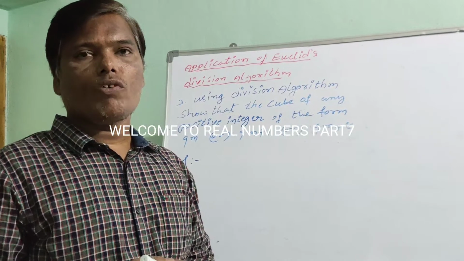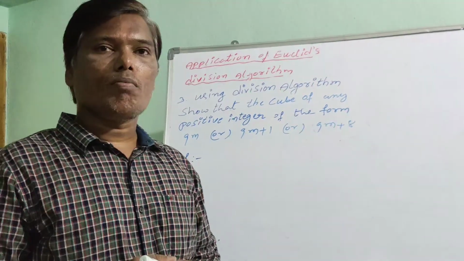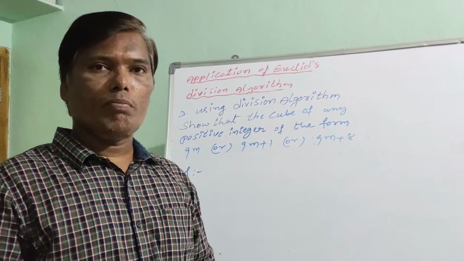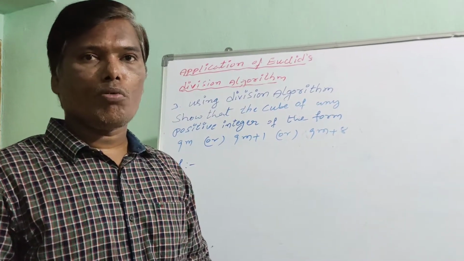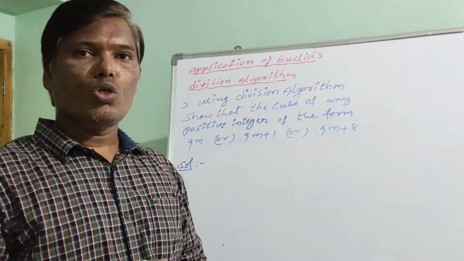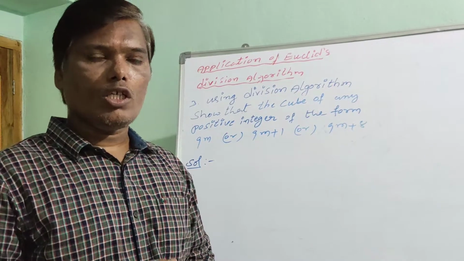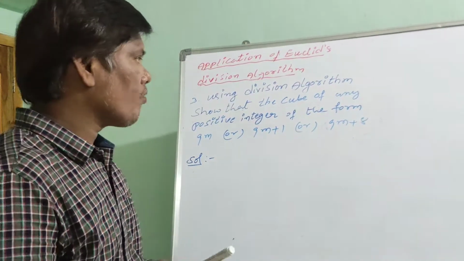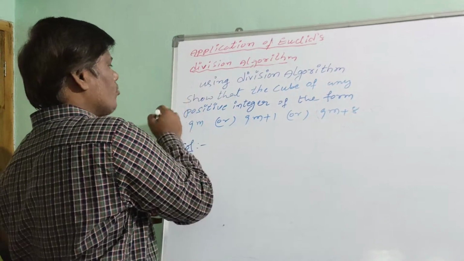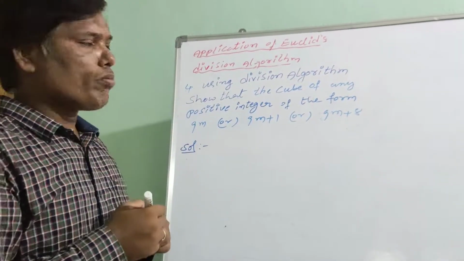From Part 5 onwards we are discussing the properties related to numbers using Euclid's division algorithm. In Part 7 also I came up with one more problem related to properties of numbers, especially the property of a cubic number, that is a perfect cube. This is the exercise 1.1 problem, I think the fourth problem.